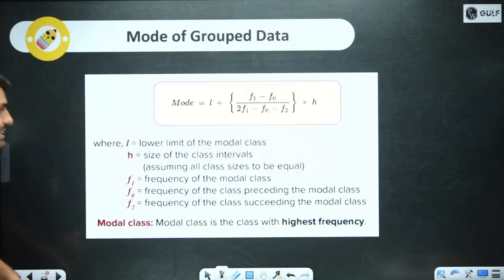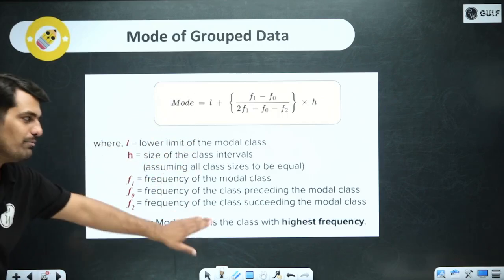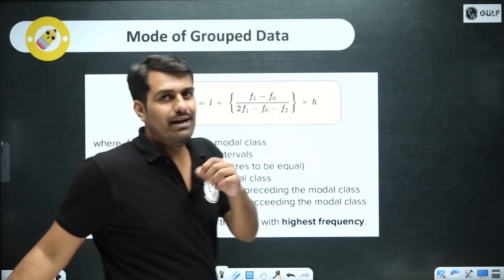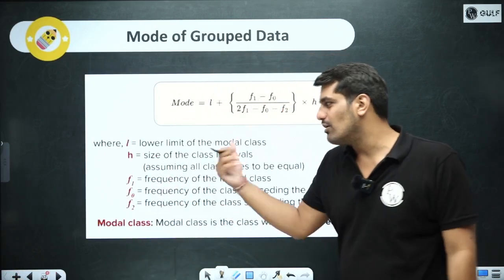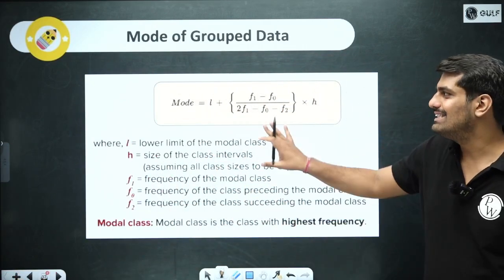This is the formula in front of you, and this time I have written them all so that you don't have to engage more time while writing. Just take a screenshot or just quickly write in one go. And this is all we have.